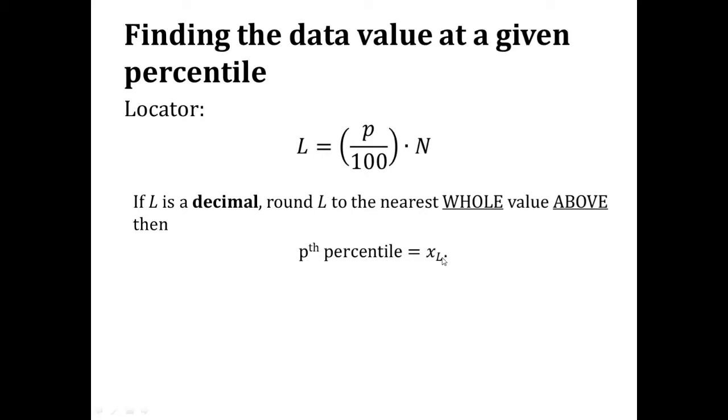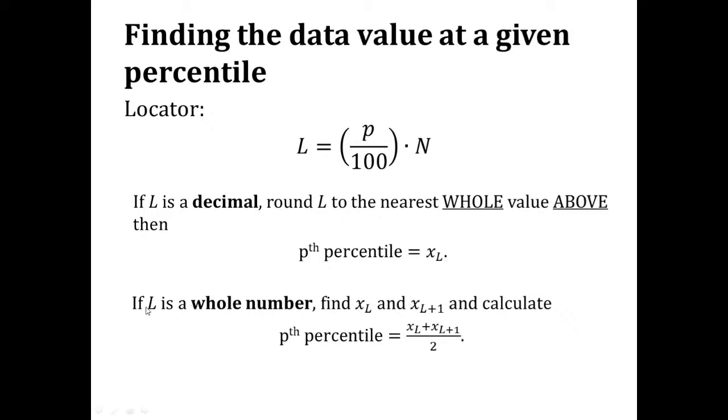In the other case that we have seen, when L turns out to be a whole number, what we need to do is look directly for the Lth position on the list of your data, and also look for the next one, which symbolically I call x sub L plus 1. Then we calculate our final P percentile by doing x sub L plus x sub L plus 1, over 2. So we add up the two consecutive, adjacent values and divide by 2.